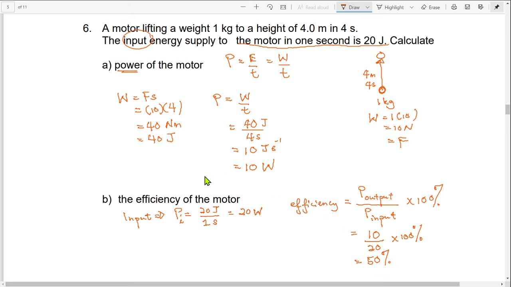Okay, sometimes when we talk about efficiency, we will see this word ideal. Whenever we see the word ideal, it simply means that the efficiency is 100%. Okay, so no energy is being wasted. But in the real world, there is no ideal thing. It is always being lost to the surrounding.